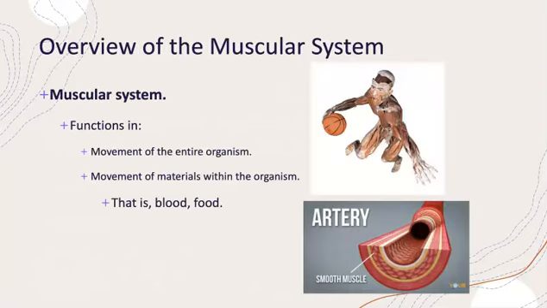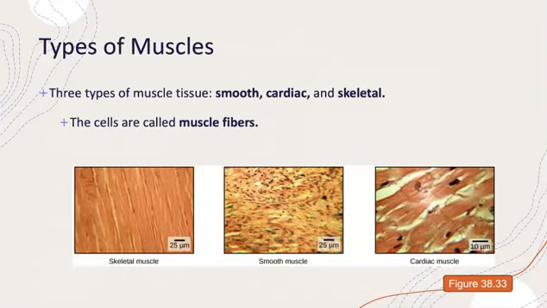So first, we need to discuss our muscular system. It's going to function in the movement of an entire organism and movement of materials within the organism, whether it's going to be blood or food. So the three types of muscle tissue that we have, and you may remember this from our tissues lecture, is going to be smooth muscle, cardiac muscle, and skeletal muscle. And the cells within these muscle tissues are going to be called muscle fibers. So we can use this term muscle fiber interchangeably with muscle cells.